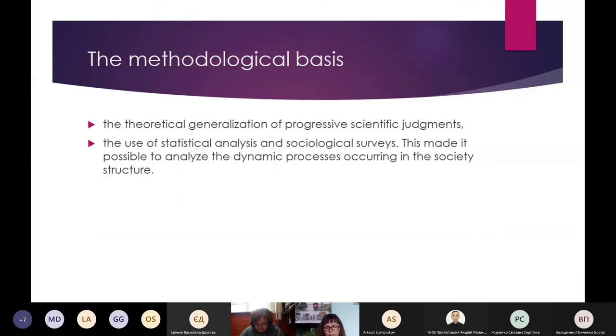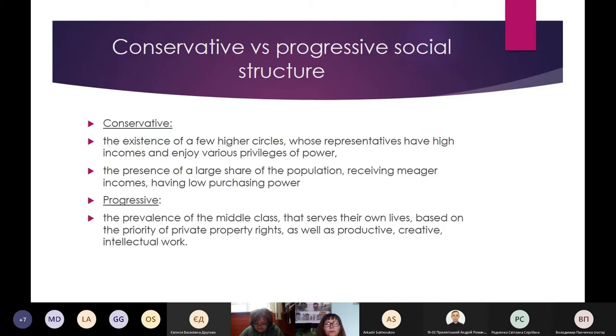We used the following methodological basis. It was the theoretical generalization of progressive scientific judgments, the use of statistical analysis, and sociological surveys. From the point of view of the form of the society, they are considered to be conservative and progressive. And the structure of such societies is different. A conservative social structure of the society is characterized by the existence of a few higher circles whose representatives have high incomes and enjoy various privileges of power. There is also a large share of the population receiving meager incomes, having low purchasing power.